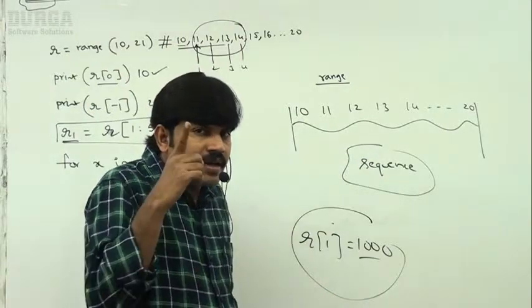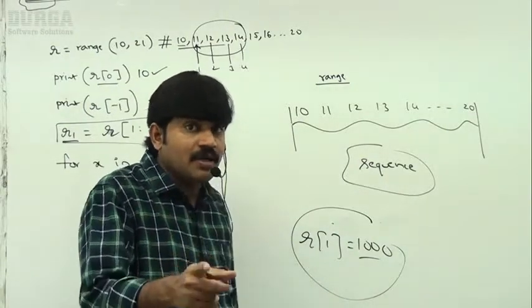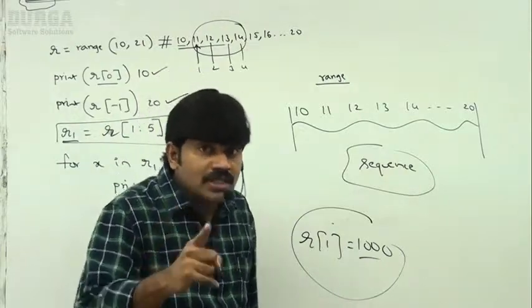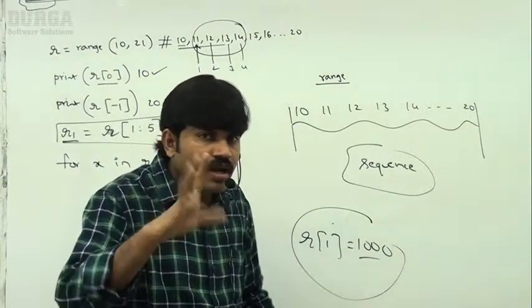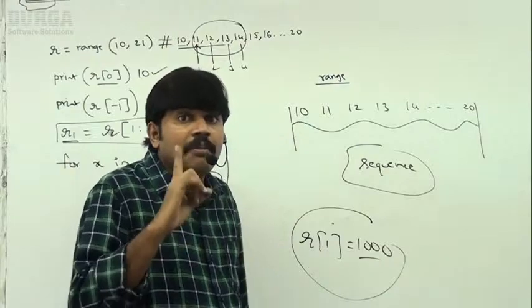That's why the range object is immutable. Once we create a range object, you can't change its content.